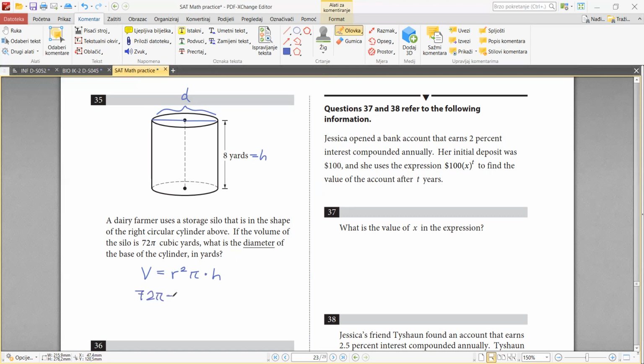72 pi is equal to r² times pi times 8. And from this equation, we get r² equals 9 and r is 3 yards. But we must calculate the length of the diameter of the base, and diameter is twice as large as radius. So 6 yards is the answer.